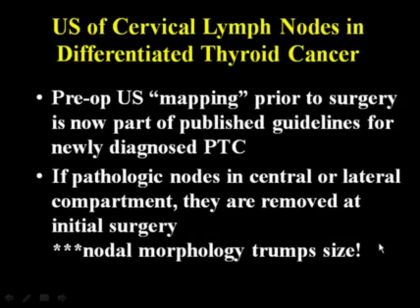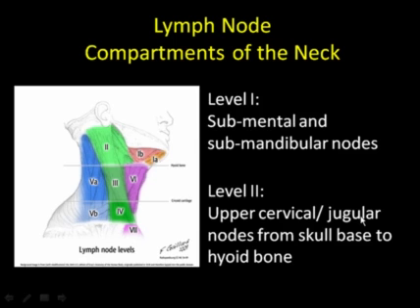But certainly morbidity of recurrent disease and the need for additional surgery occurs if these nodes aren't removed at the time of initial surgery. So again, in our institution, we do something called preoperative ultrasound mapping of the jugular chain lymph nodes prior to surgery, and it's part of the published guidelines for newly diagnosed papillary thyroid cancer. If there are any pathologic nodes determined at the time of the ultrasound in either the central or lateral compartment, they should be removed at the time of the initial surgery. And remember that we're not looking for enlarged nodes, we're looking for morphologically abnormal nodes.